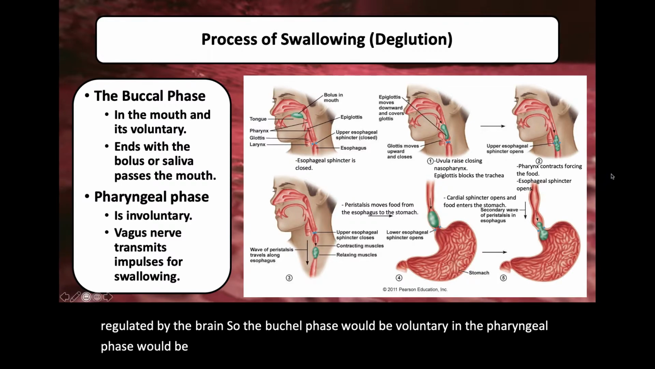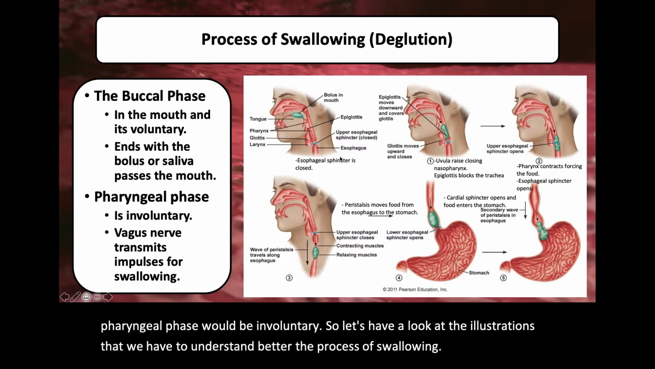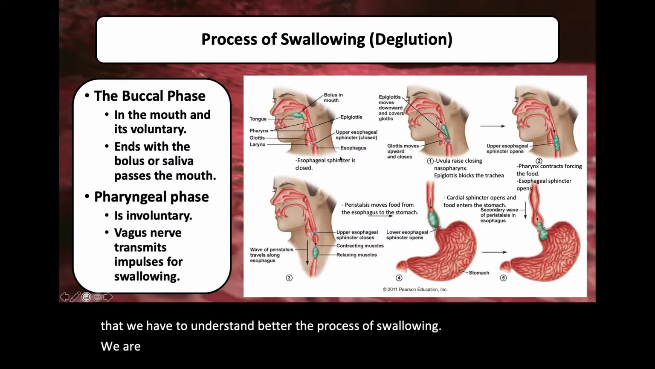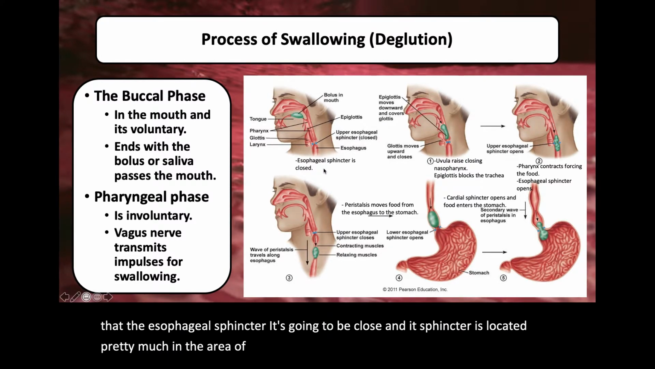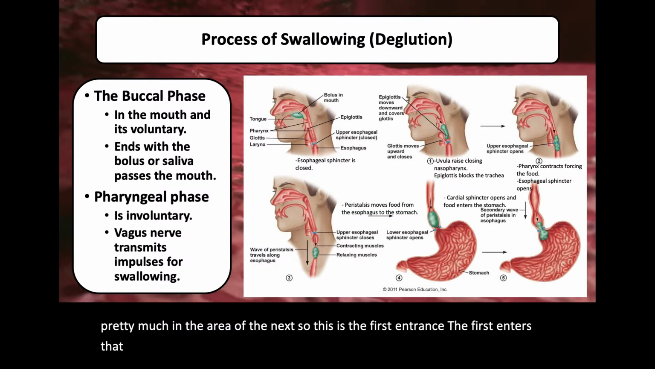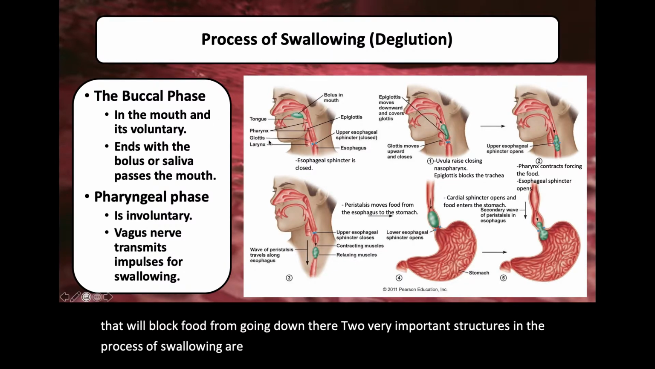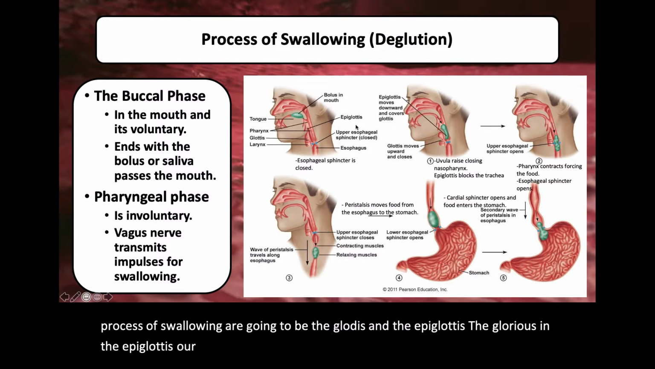So let's have a look at the illustrations that we have to understand better the process of swallowing. Whenever we are ready for pushing the food down into the stomach, we are going to find that the esophageal sphincter is going to be closed, and this sphincter is located pretty much in the area of the neck. So this is the first entrance that will block food from going down there. Two very important structures in the process of swallowing are going to be the glottis and the epiglottis. The glottis and the epiglottis are membranous structures that can open or close the trachea or the esophagus depending on the material that is being ingested.